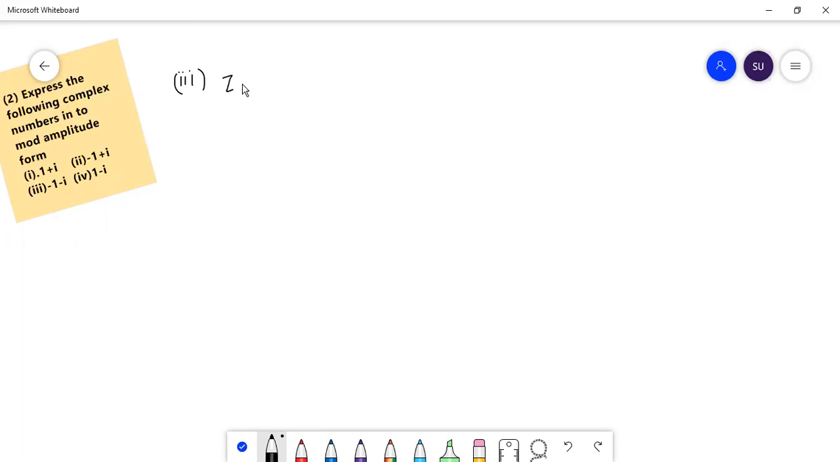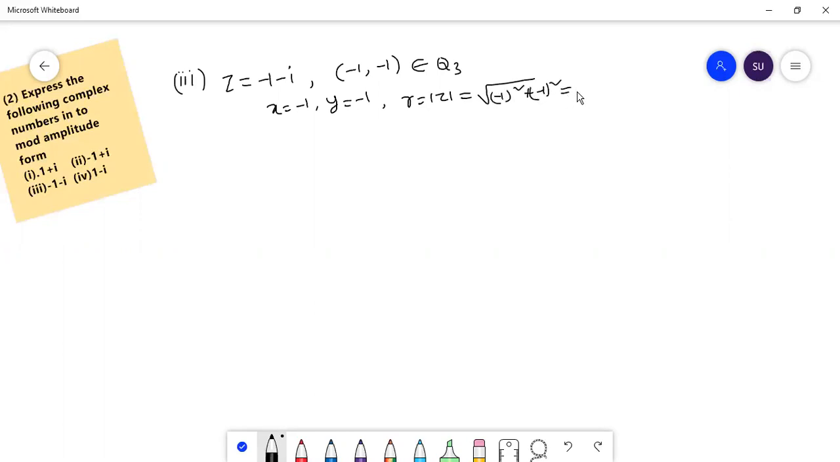Okay, z is equal to minus 1 minus i, which means the point is minus 1 comma minus 1, which belongs to which quadrant? Third quadrant, Q3. Now here x is equal to minus 1, y is equal to minus 1. Now r is equal to mod z, that is equal to square root of minus 1 whole square plus minus 1 whole square, which is equal to root 2. r is root 2, fine.